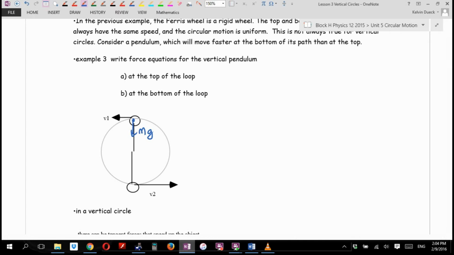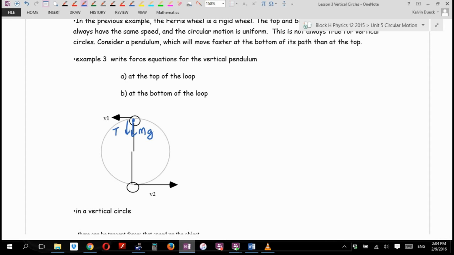What else? There's a rope. And this is kind of weird because tension is along the rope, and in fact, they're both down. What path is this pendulum tracing out? Where must my net force be? Toward the... So this is a trick question.